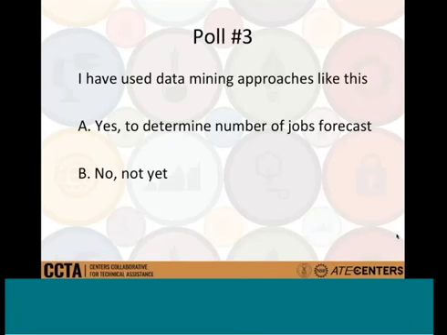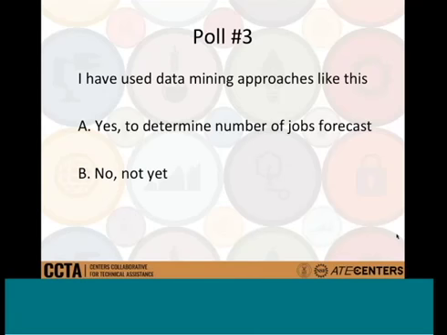I'm curious, have you used data mining approaches like this before, like the Burning Glass stuff? Now, maybe not yourself, or maybe you've worked with somebody. Have you? Yes, to determine the number of jobs forecast. Remember, I'm asking a very specific question here. Have you used this to determine the job forecast, not the skills, that's coming next, but I want to know if you've used this to determine the number of jobs. So the answers are yes, to determine the number of jobs, or no, not yet.